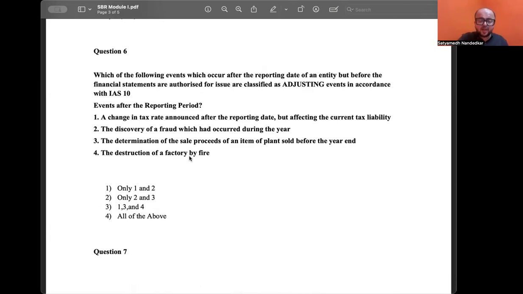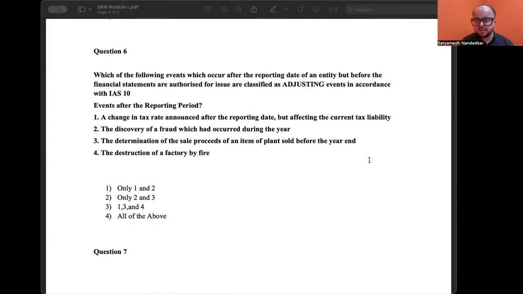Determination of sale proceeds of an item of plant and machinery sold before the year end. See, if the determination of sale proceeds happens after the year end, you will have to evaluate whether all the conditions for sale, basically the IFRS 15 conditions, were getting fulfilled before 31st of March. So that evaluation will be necessary. The question specifically says that the determination of sale proceeds happened later, but the plant was sold before the year end. So conditions already existed on the balance sheet date. This event just confirmed that value. So statement 3 is an adjusting event.